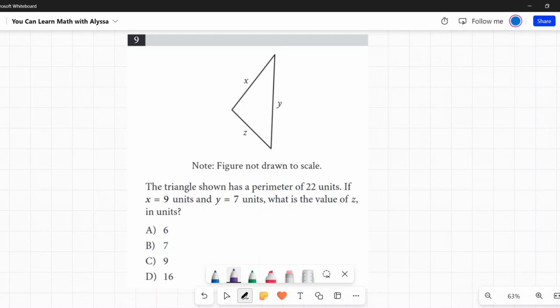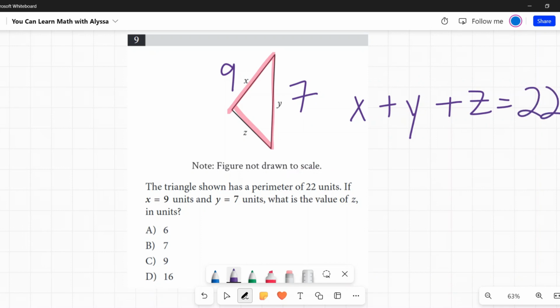That's what perimeter is. So we're told x is 9 and y is 7. So if I was going to find the perimeter of this fence, I would add x plus y plus z to find the total perimeter, and they've told us the total perimeter is 22. So I'm going to put that in as my total perimeter. They've told us x, they've said x is 9, and they've told us y, they said y is 7. So now I just need to solve for z.